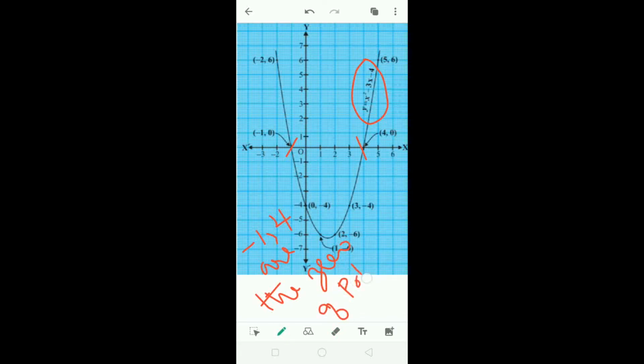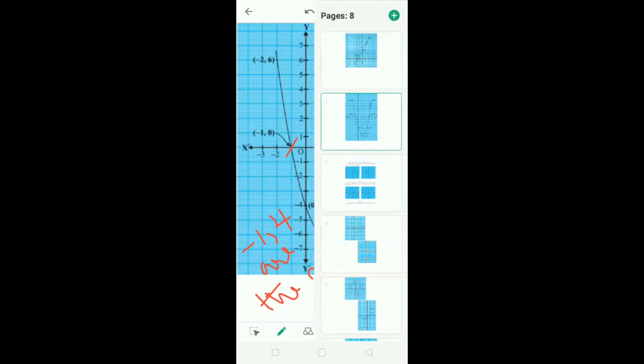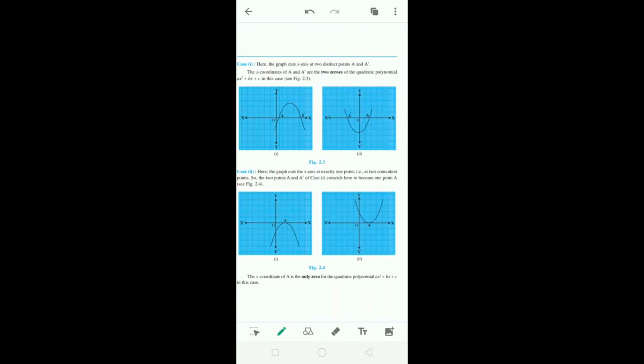Zero of the polynomial. Okay. So this is what we have to notice in the graph, where the graph is intersecting on the x-axis. It's very simple. Now let's see the three cases for no zero, one zero and two zeros. So here let's see the first two cases. Look at the diagram here.